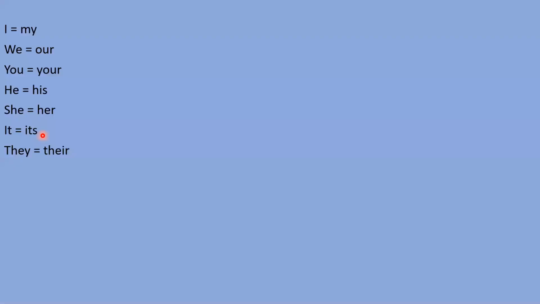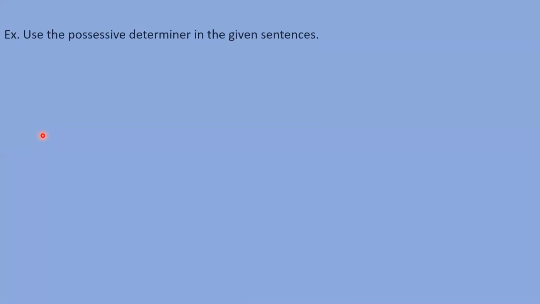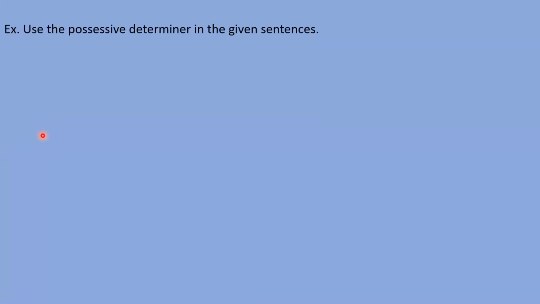Again, understand? My for I, our for we, your for you, his for he, her for she, its for it, and their for they. So we can show the possession with these words, right? Now please come on this exercise. Use the possessive determiner in the given sentences.